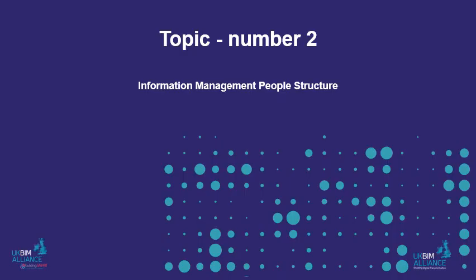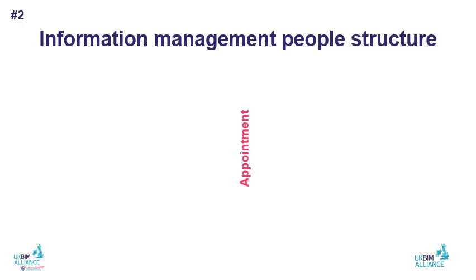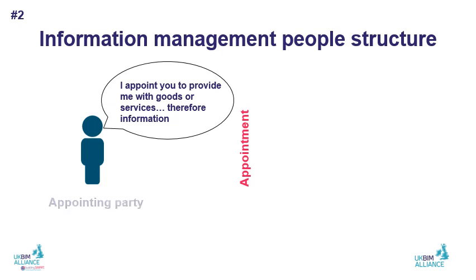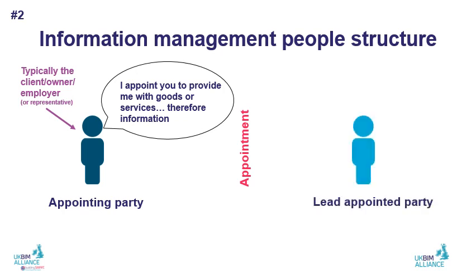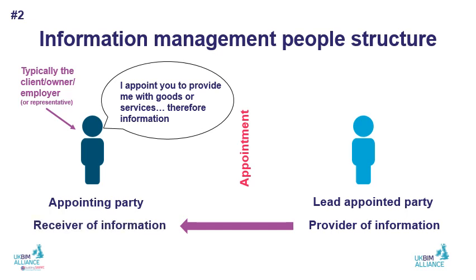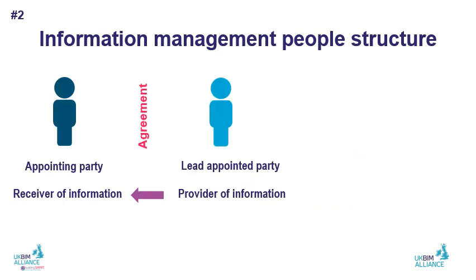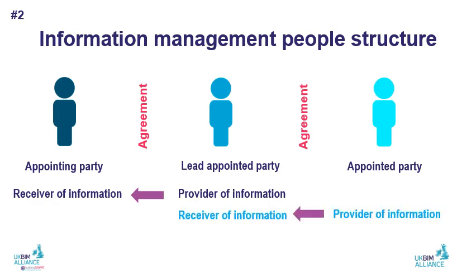Topic number 2, Information Management People Structure. The term contract has been changed to appointment, which is better as you don't need to go into formal contract to require information. The main client of the project is the appointing party who is procuring the information, and for each appointment there is a lead appointed party who provides it. When it comes to information management, disciplines don't really come into it, as it's all based around information. We either see providers or receivers of information. So therefore, as we go down the chain, when the lead appointed party selects the next tier, they then become both provider and now receiver.